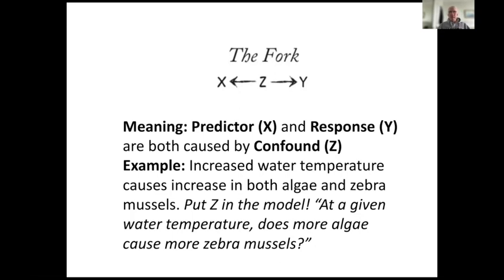But if you have something like water temperature that causes an increase in both of them, then you've got to put Z in the model. You've got to put water temperature in the model, because if you don't, you'll think that algae are increasing zebra mussels in some functional way, unless you consider and correct for that confound. So you put Z in the model, and then you're asking the question: at a given water temperature, does more algae cause more zebra mussels? So you get at the actual effect of algae rather than the intermediary effect of water temperature. So watch out for forks, and if you have forks, put them in the model.